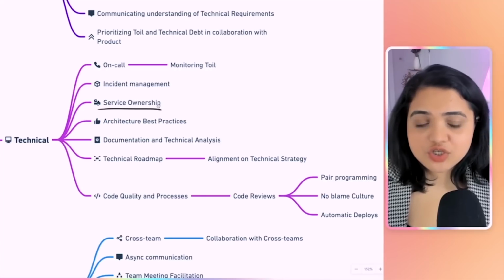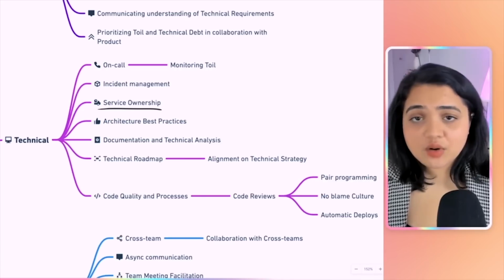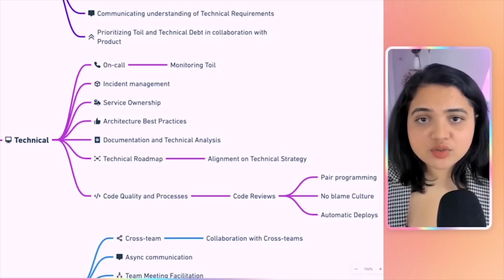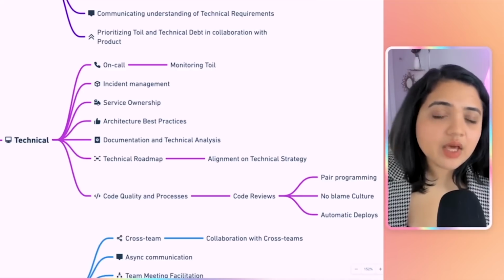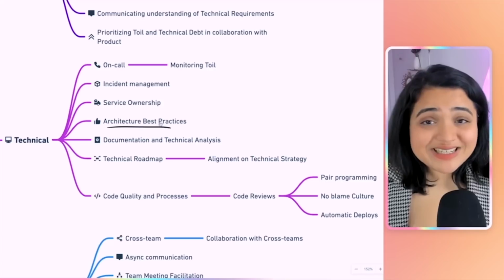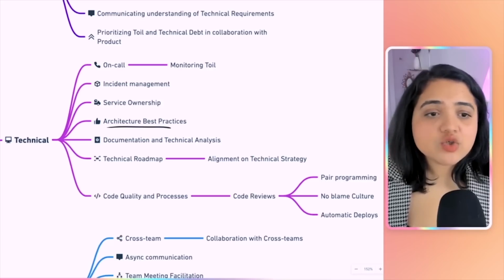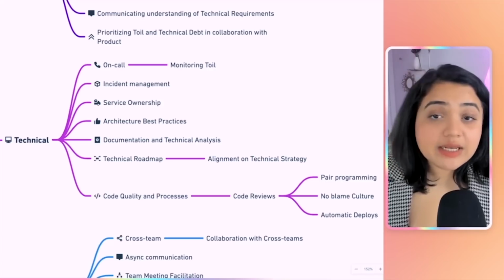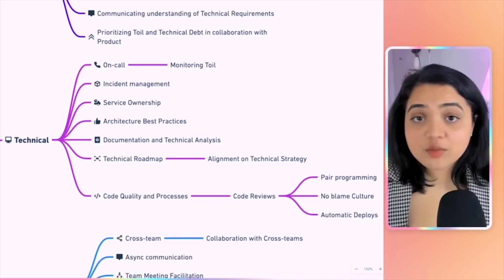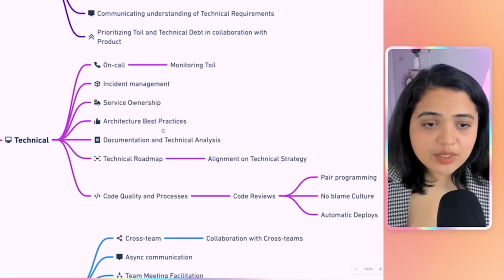There's service ownership, so anything that you create, you own. Any of the services that you own truly belong to you and your team, and you truly own that. Also, do you have architectural best practices documented, so that any new team collaborating with your team can refer to that document just to make sure everything is on point.